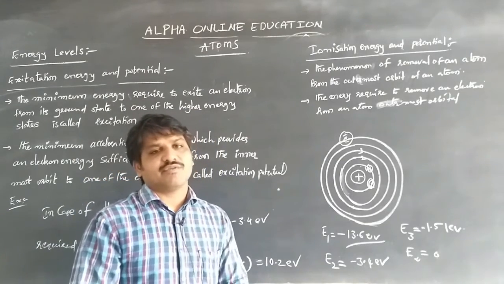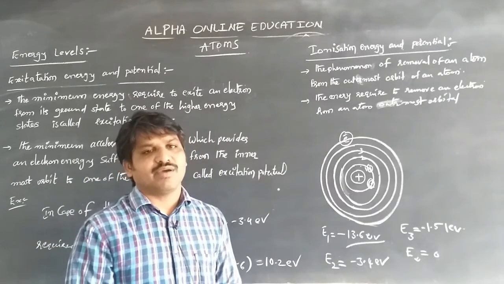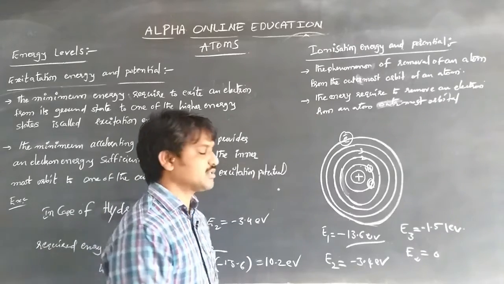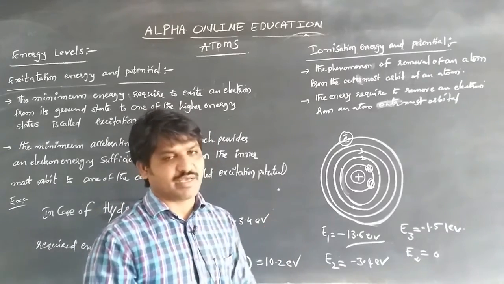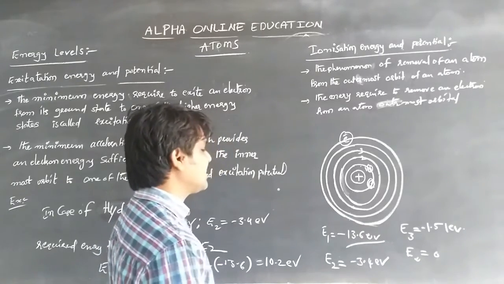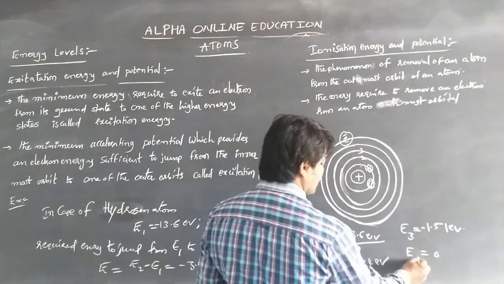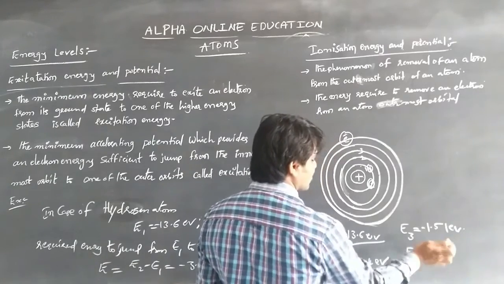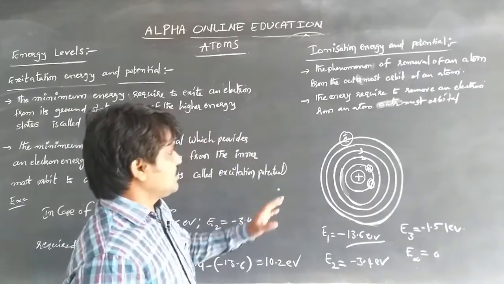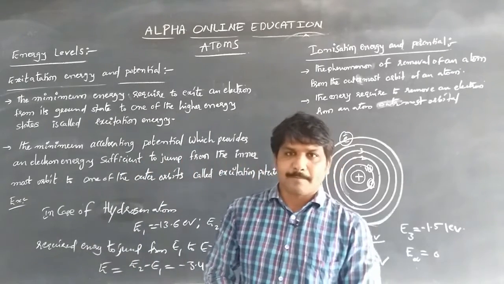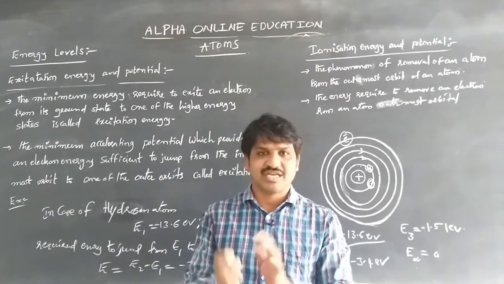According to the energy equation, E equals minus m e to the power 4 by 8 n square epsilon naught square h square, the energy is inversely proportional to n square. So for E infinity, 1 by infinity is equal to 0.